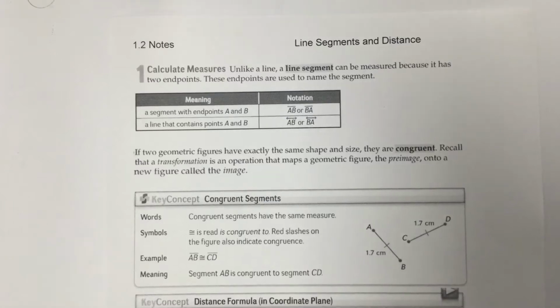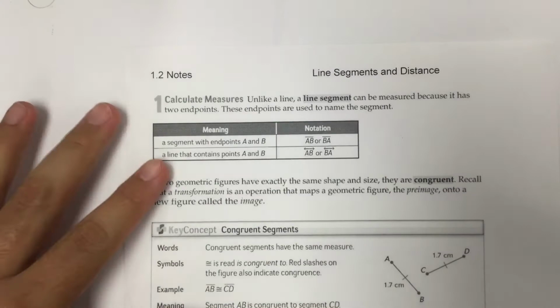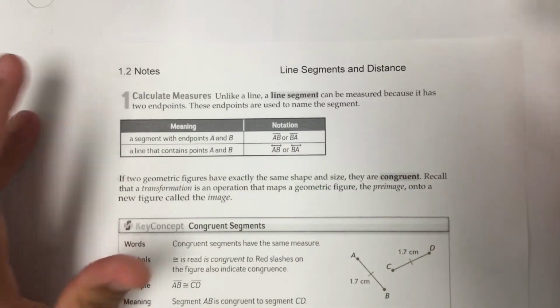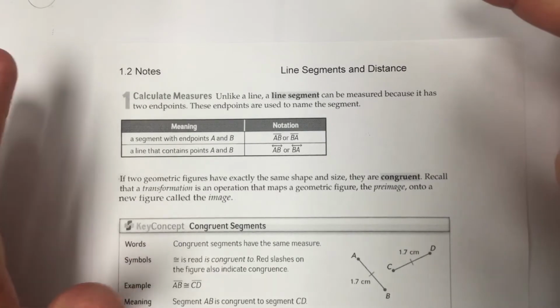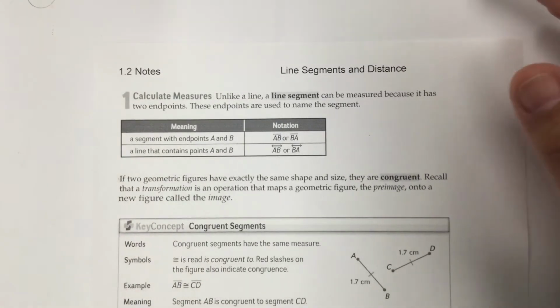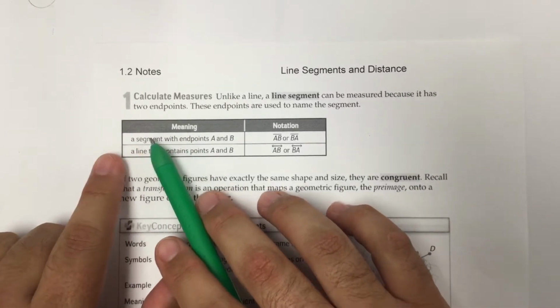Today we're going to discuss line segments and distance, because there are some of you who were needing some extra help with line segments. A line segment is a piece of a line, a part that has endpoints. So it starts and it stops. This is the meaning, right?